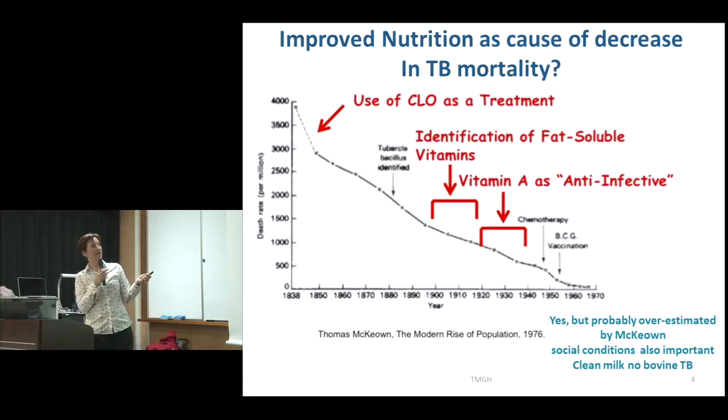So that was happening even before we knew about fat-soluble vitamins, and before we knew about vitamin A as an anti-infective vitamin, and then we've got chemotherapy. So you can see that our nutrition knowledge was increasing in this period here.